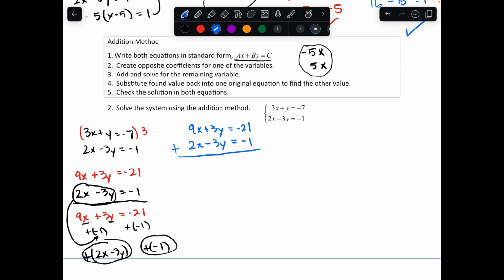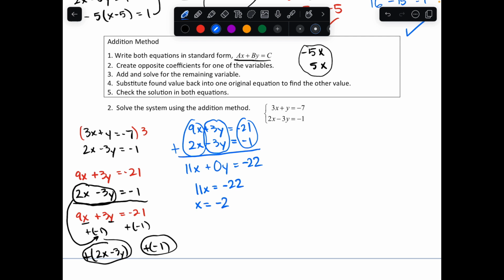This then becomes 9x plus 2x is going to be 11x, and we have plus 3y and minus 3y. So I have a positive and a negative version of 3y. So when I add them together, I'm going to get 0y. And then we have negative 21 plus negative 1. That's going to be negative 22. Now 0y is just 0, so we have 11x is equal to negative 22. Dividing by 11, we have x is equal to negative 2.